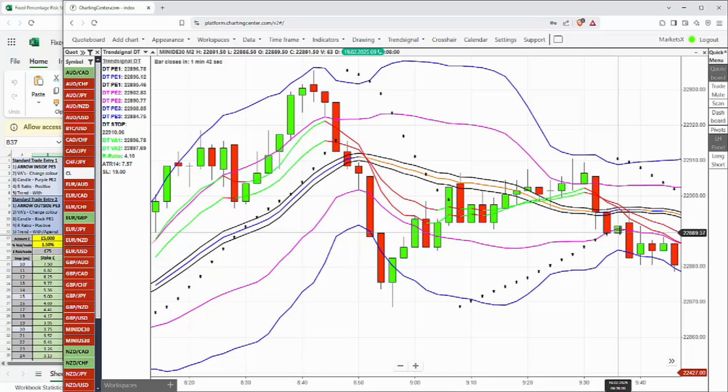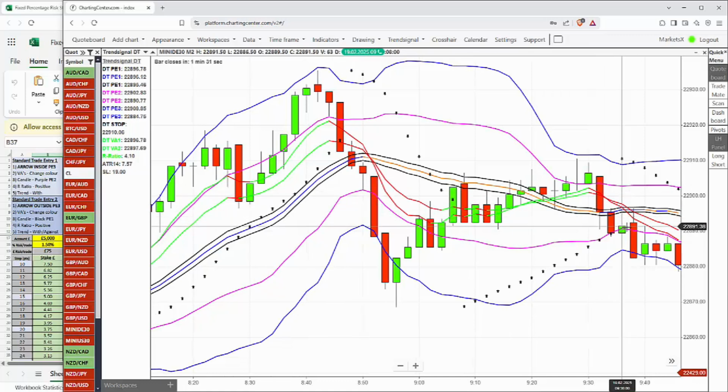So the open of this candle is below the black lines, at 889. We also need to have red vector averages. So you can see we've got two red vector averages there. That means that we're looking at a sell trade from this point getting in on the market.